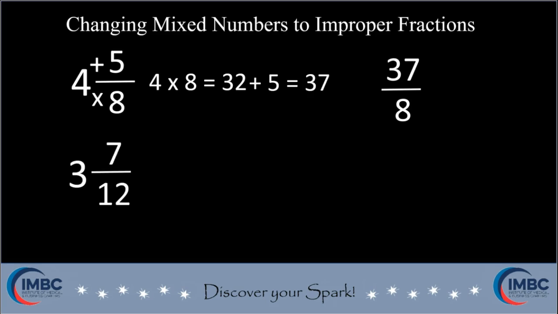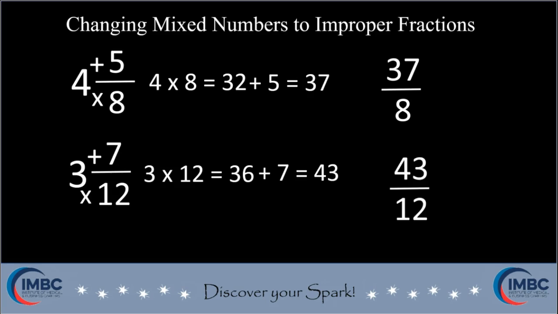We'll try it again. We have 3 and 7/12. Again, step 1, multiply the whole number by the denominator. So 3 times 12. That's 36. And again, we add the numerator, in this case, the 7. 36 plus 7, answer 43. 43/12 is our improper fraction.